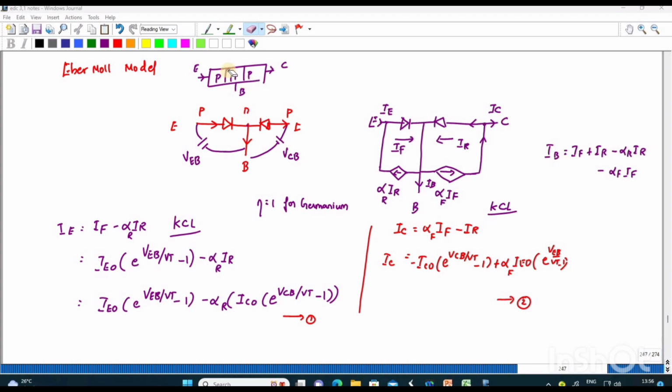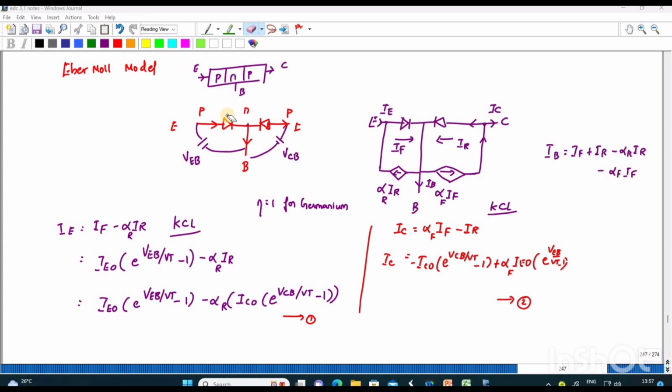Here you can see the base region is common to that of the emitter and collector, and it forms a coupling between the emitter and collector. So this base is a narrow region, and therefore there is an electrical interaction between these junctions. This interaction is called transistor action.